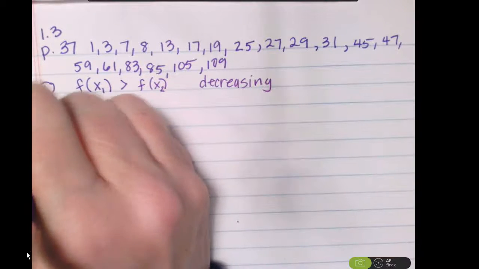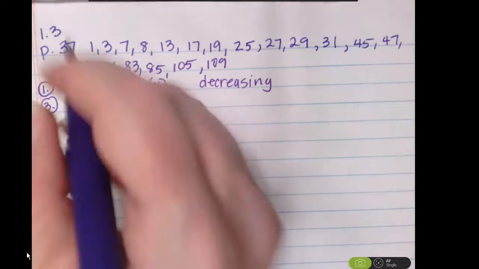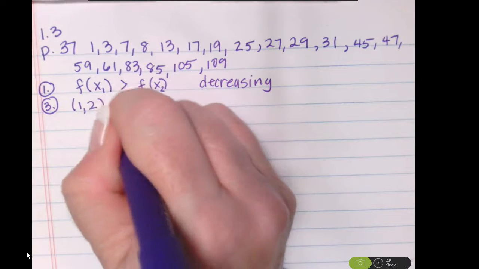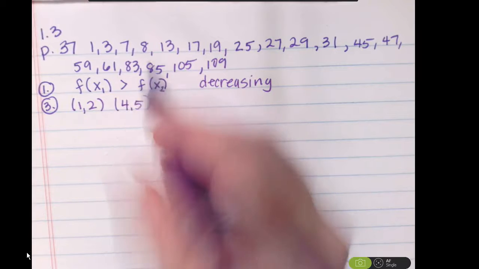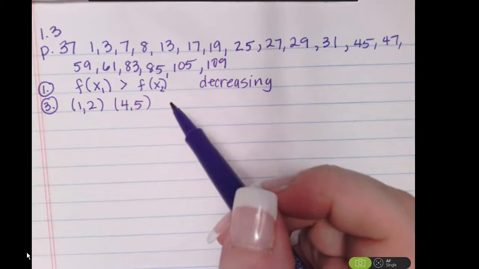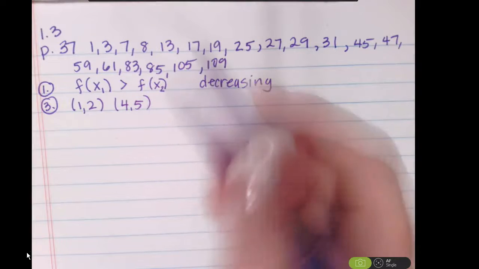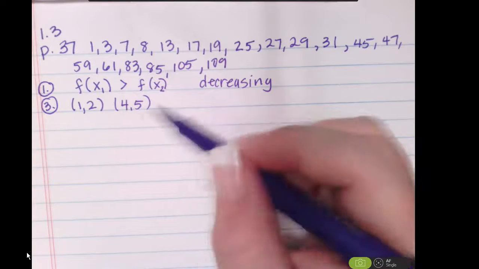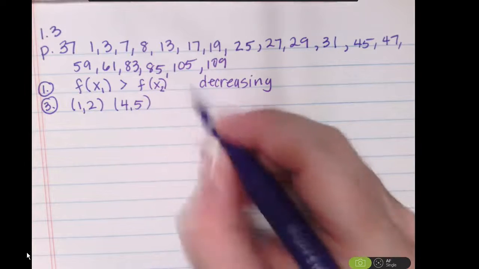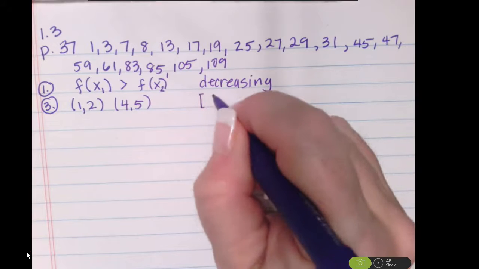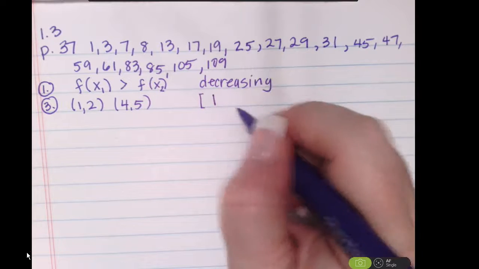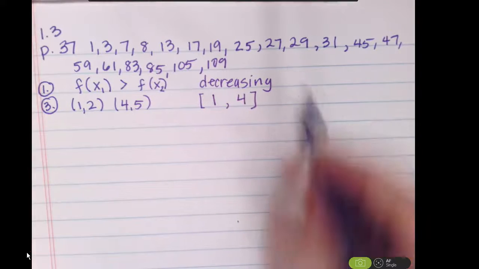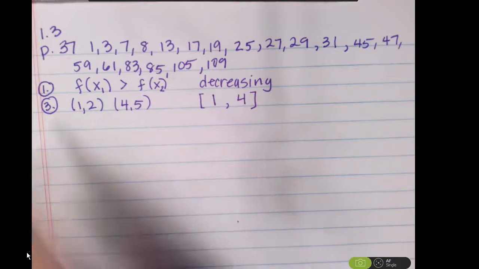Number 3, I'm a visual person, so they give me 2 points, and so the question is, what is the domain of f? If they were asking me if it was increasing or decreasing, I probably would do a sketch of those points, but since they're just asking me the domain, and it is a line, they tell us, so from 1 to 4, that's the interval notation of the domain.